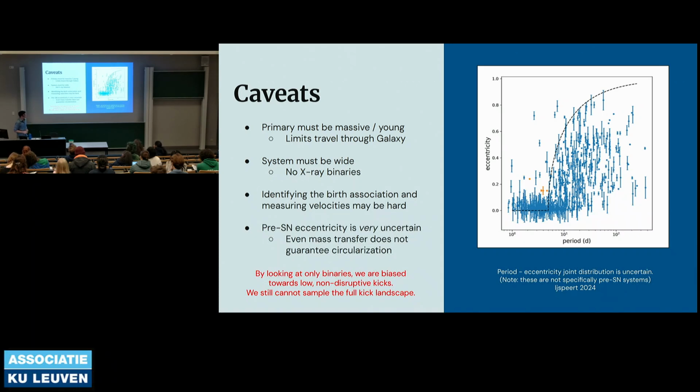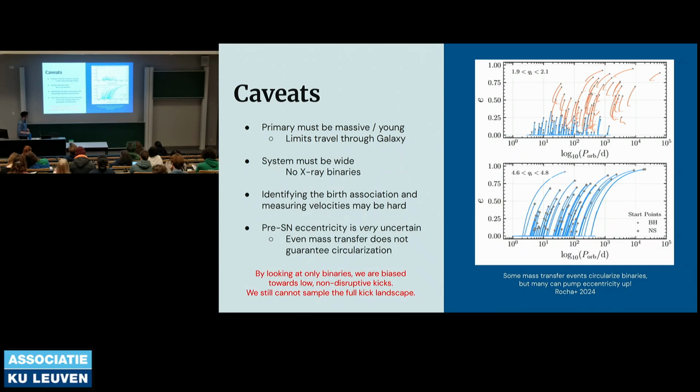Now, notably, these are from his sample of eclipsing binaries. They're not specifically pre-supernova systems. They're not necessarily post-interaction systems. And so this is not really directly useful for what we're doing, but it gives you an idea of these sort of arguments that, okay, well, below 10 days, maybe you think it's circularized. But mass transfer will have an effect on this.